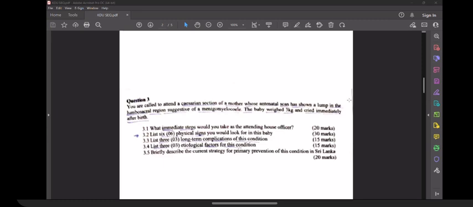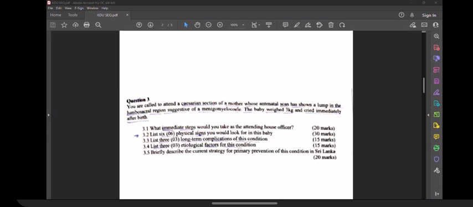So these 6 physical signs you will look for in this baby. It is important, we all know that when there is a meningomyelocele, you can have underlying neurological deficits of the lower limbs, and depending on which nerves are involved, which part of the pyramidal tract is involved, you can have upper motor neuron signs, lower motor neuron signs, a combination, bladder bowel involvement. So therefore, what I'm going to look for in the patient.